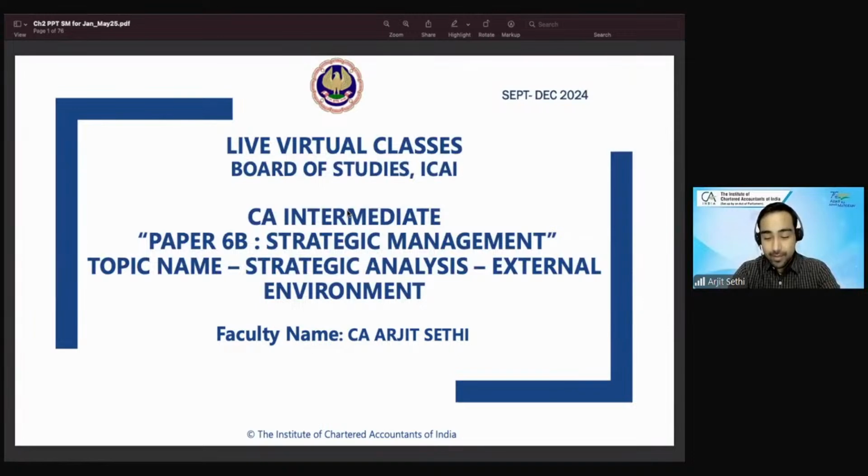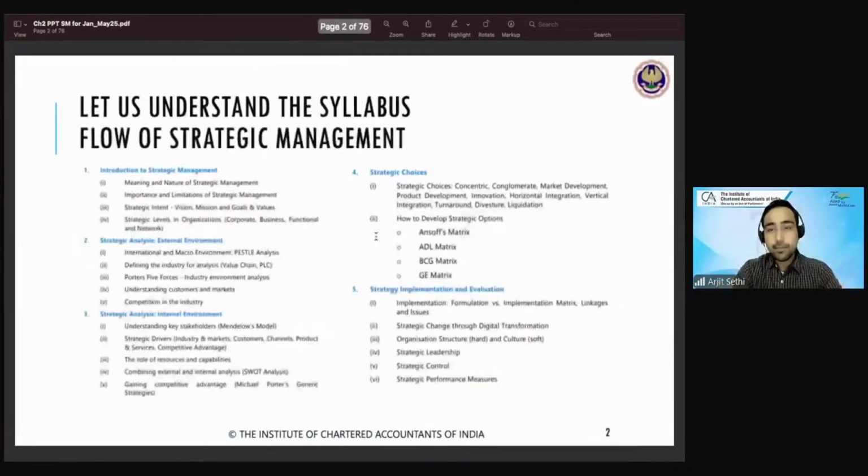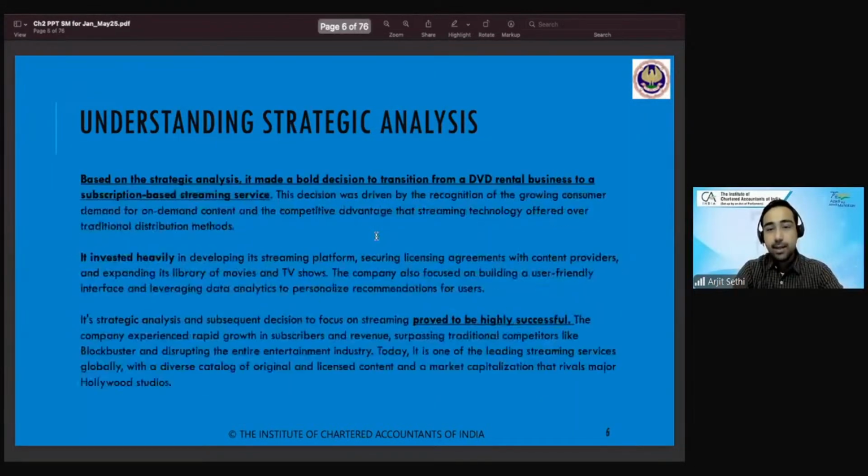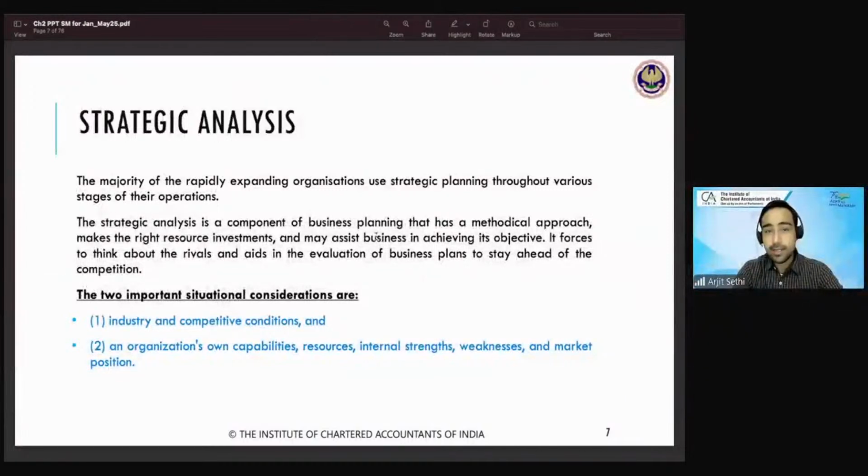A quick revision of chapter number 2, what we have been studying. We were studying SWOT analysis, competitive analysis, market analysis, and how Netflix did that, the OTT platform. The strategic analysis use case is one, industry and competitive conditions. It helps you understand your own SWOT: strengths, weaknesses, opportunities, and threats.